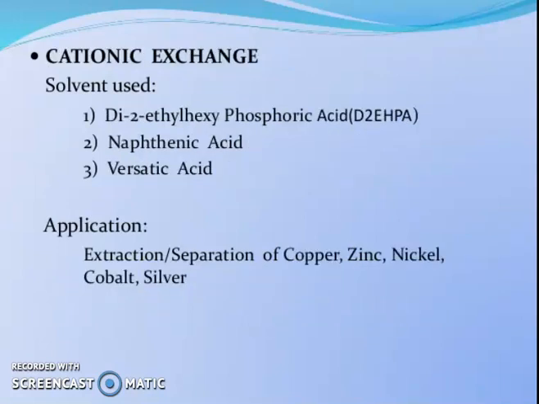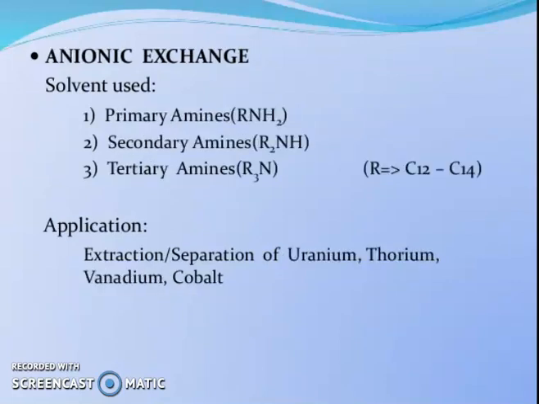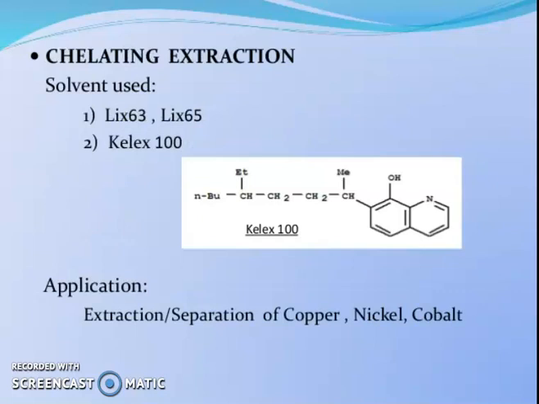Cationic exchange: solvents used: di-2-ethylhexyl phosphoric acid, naphthenic acid, and versatic acid. Application: extraction and separation of copper, zinc, nickel, cobalt, silver. Anionic exchange: solvents used are primarily amines, secondary amines, tertiary amines, and application: extraction and separation of uranium, thorium, vanadium, and cobalt.